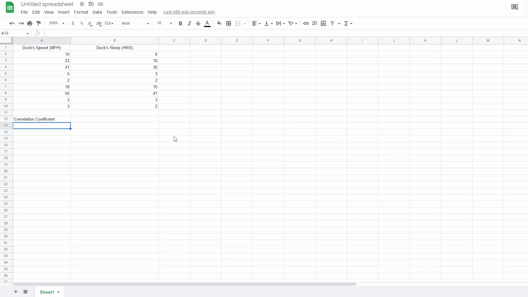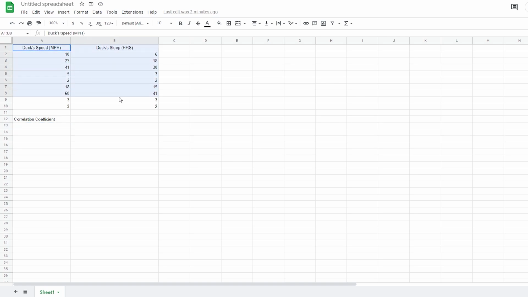So the first thing you need to know is that while you can't do correlation coefficient or trend lines with just one variable, you need two variables. So it doesn't make sense to say, how does coffee affect coffee? It makes much more sense to say, how does coffee affect sleep, right? So right here, let's say I want to know if duck's speed has a relationship with duck's sleep. So does the amount of sleep I get affect my speed during the day? Well, who knows? Let's find out as a duck.